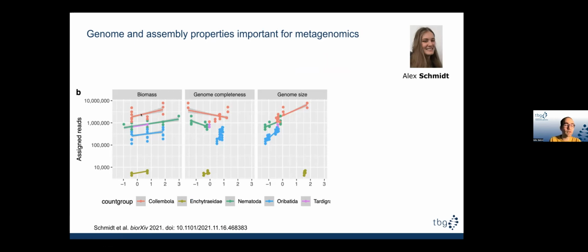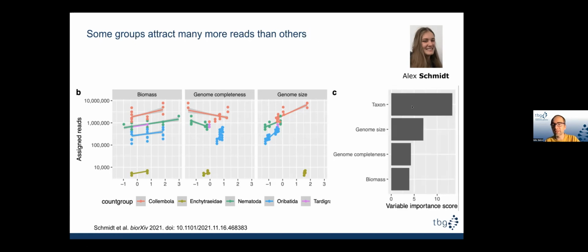So some of the groups, like the Collembola here, are getting much more reads from metagenomics than the enchytraeids down here. We also see that the assembly properties and the genome properties influence the read assignment. So, for example, species with larger genomes get more metagenomic reads assigned, which is not surprising, but it's a factor which should be considered if somebody is doing metagenomics. And this is reflected in how important these different variables are when we are looking at assigned reads.